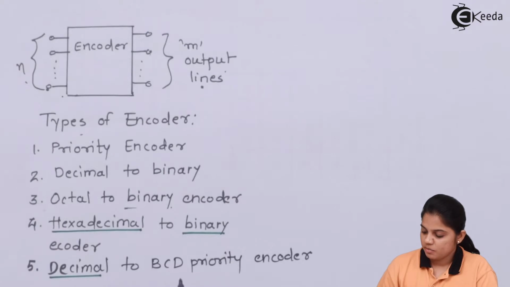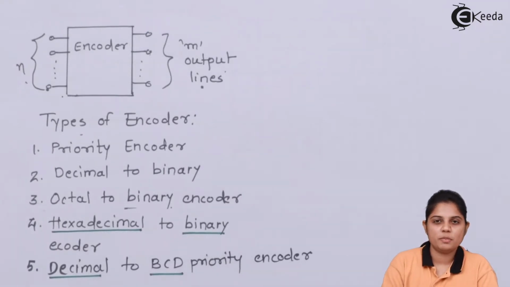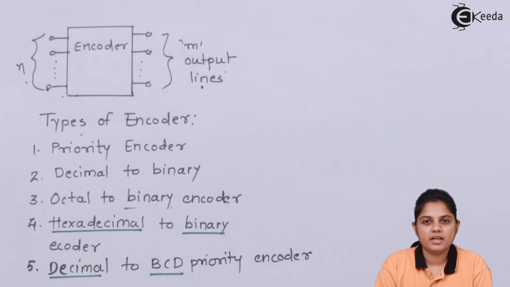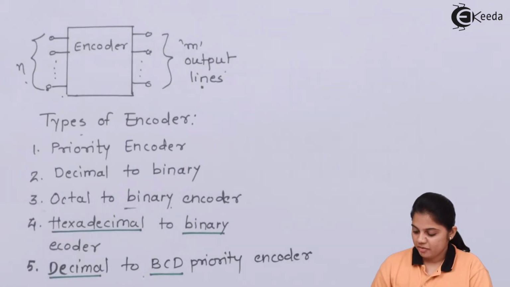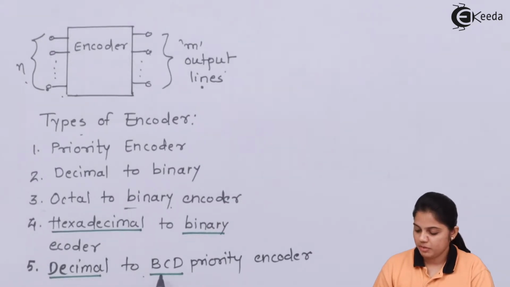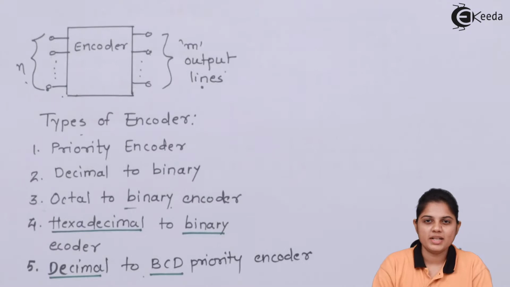Fifth one is the decimal to BCD priority encoder. So here priority is also used. That means the data will be produced according to the priority. Now what the priority encoder is, we will see later on. But here we can say that if it is a decimal to BCD priority encoder, that means input will be in a decimal form and output will be in a BCD form. Now let's see what a priority encoder is.